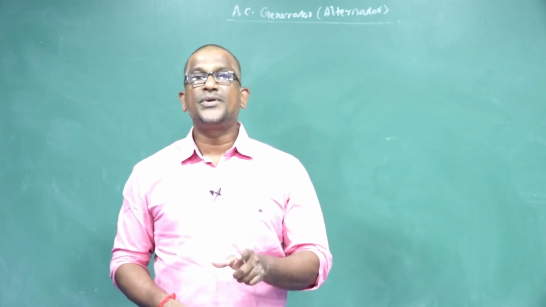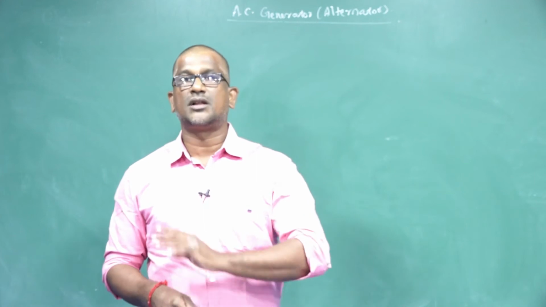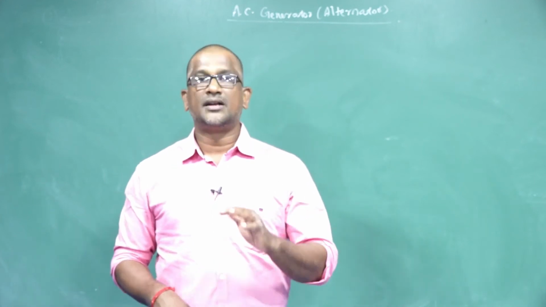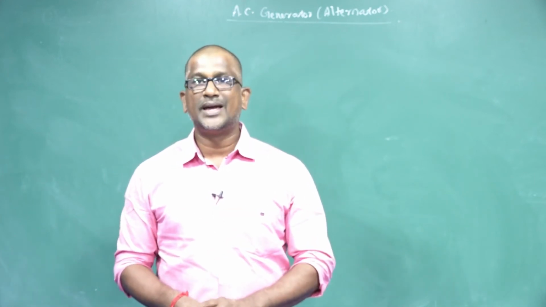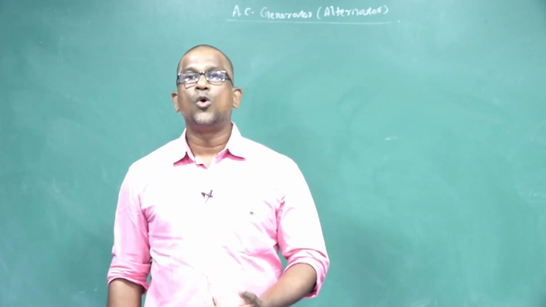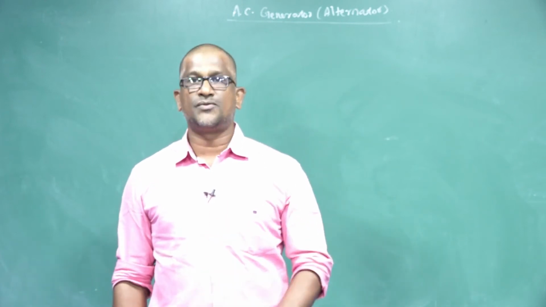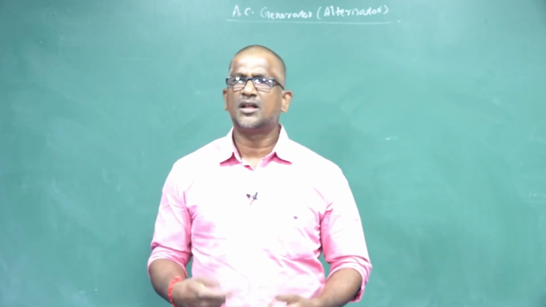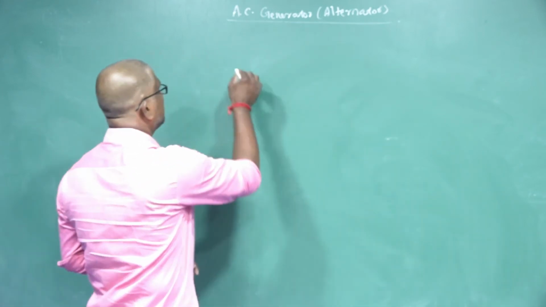The magnitude of induced EMF is given by Faraday's laws of electromagnetic induction, and the direction of induced EMF is given by Fleming's right-hand rule. Now we go for the construction of the AC generator.